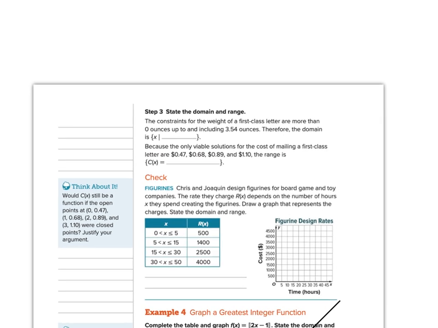So here, state the domain and the range. The domain is such that it was greater than 0 but less than or equal to 3.54, I believe. And the range was only 4 values. So that would be 0.47, 0.68, 0.89, and 1.1 were the actual range values, just those 4 increments. There were no costs in between those values.